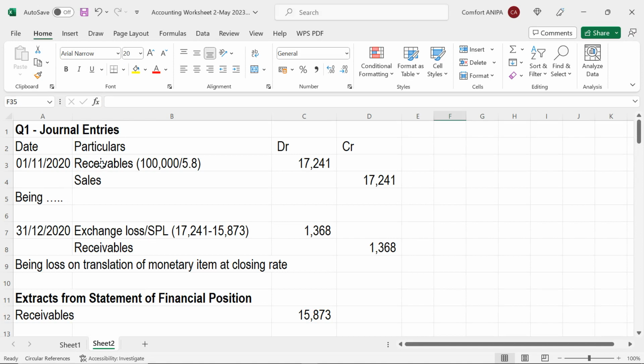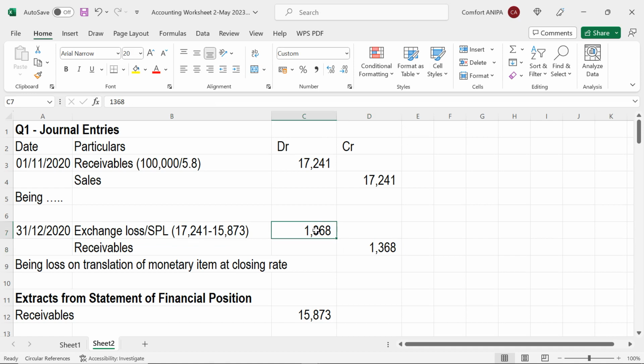This question one we have done in class, but let's see how it will look when you pass the journal. You debit receivables and you credit sales. And then at the year end, you translate the same 100,000 at the rate of 6.3. And that 6.3 will give you 15,873. And so that becomes the difference between what you first entered, 17, and the closing translation of 15,873. And that's what gave you the exchange loss.